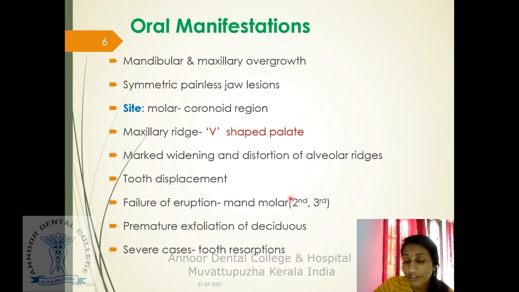Failure of eruption of your mandibular molars, especially the second and the third ones. Premature exfoliation of the deciduous dentition, because there will be mobility, and this disease will manifest at a younger age group, that is between 2 to 5 years. In severe cases, tooth resorptions can also be seen.